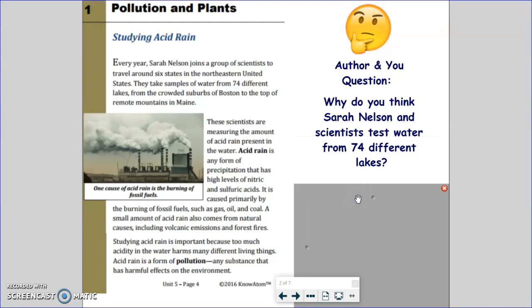Why do you think Sarah Nelson and scientists test water from 74 different lakes?